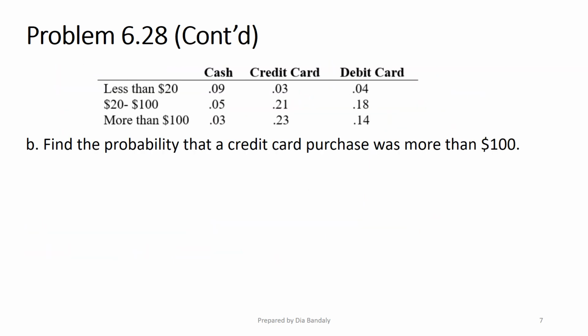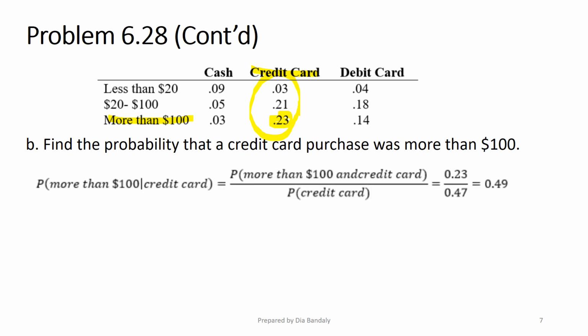Okay, now we continue with problem 628, and the question is: find the probability that a credit card purchase was more than 100. So we know that it was a credit card purchase. So here we know that we are using a conditional probability. And the question is, given that the payment was credit card, what is the probability that the purchase was more than 100? Okay, so we're looking here. So you know that we will be evaluating how many these represent from these, right? And this is what the conditional probability illustrates.